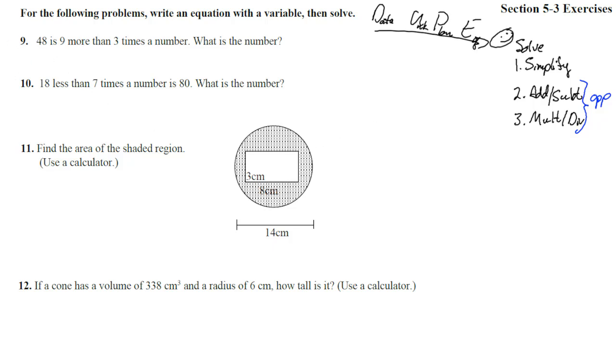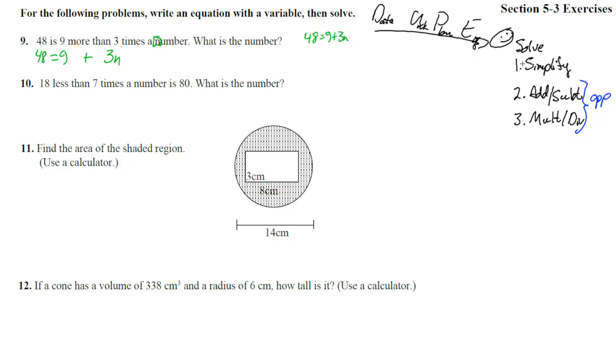All right, so number 9. Here we have 48 equals 9 more than 3 times a number. There's our variable right there, n. So the 9 and the 48 and the 3 are all part of the data. Our unknown is the n. We plan, just its translation, and then solve this. So let's put it out here: 48 equals 9 plus 3n.